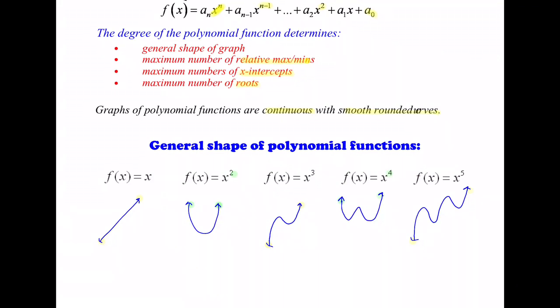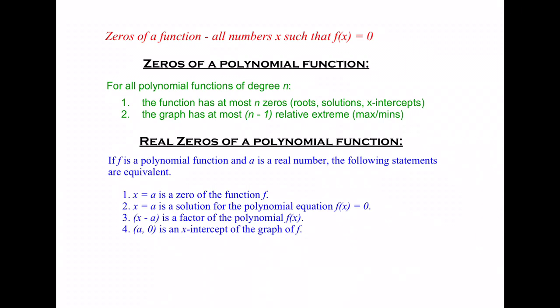So those are things that we'll talk about as we move forward with polynomials. All right, zeros of a function: all numbers x such that f of x is equal to 0. So when the output is 0, what is that value of x? Those are the zeros of the function. What is x when y is 0?